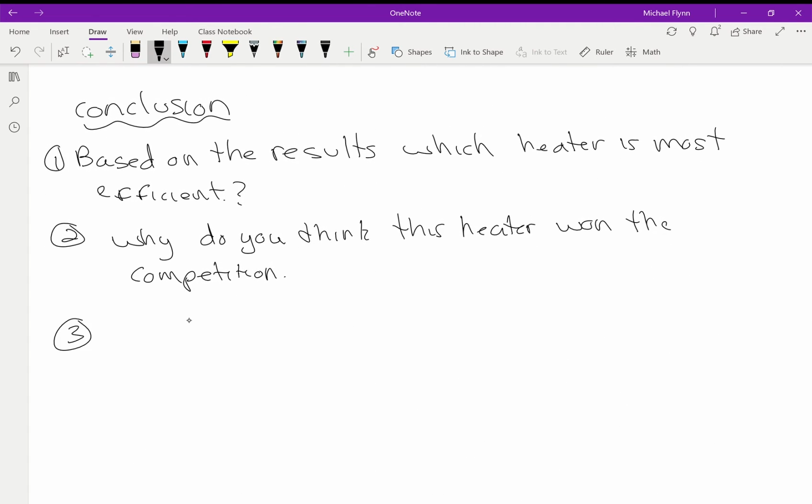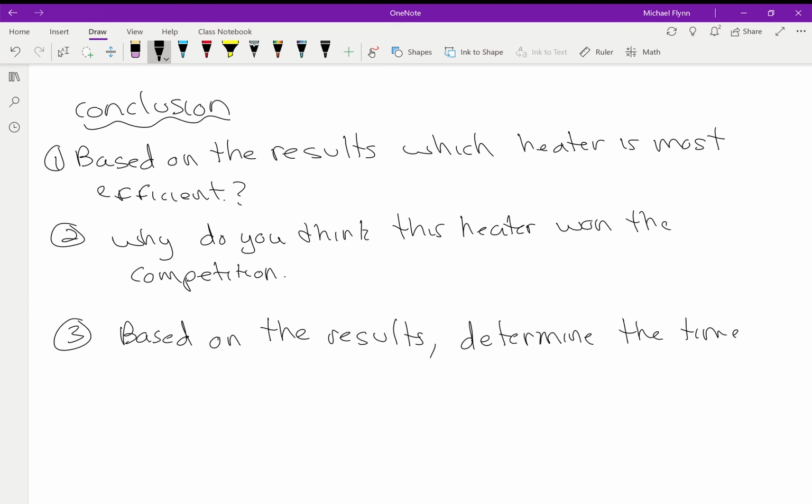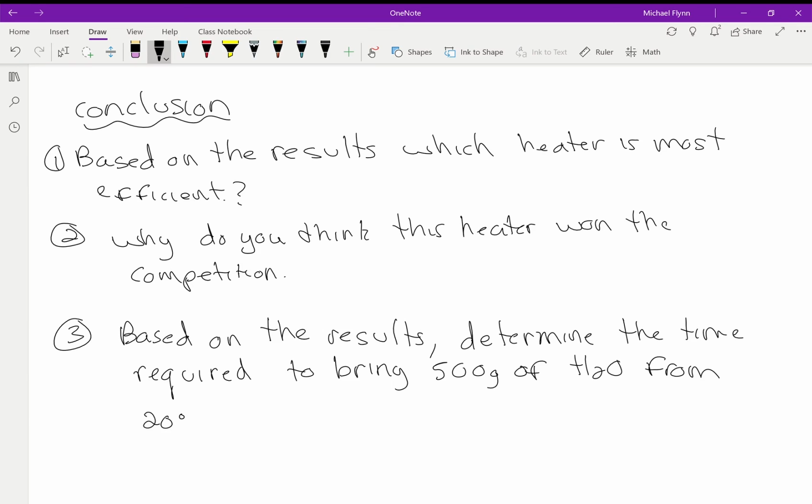Question 3. Based on the results, determine the time required to bring 500 grams of H2O from, let's make it room temperature, 20 degrees C, to a full boil at 100 degrees C. Let's say your goal is to boil water. Which one will take the least amount of time?